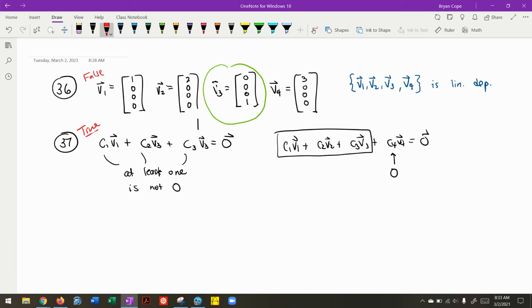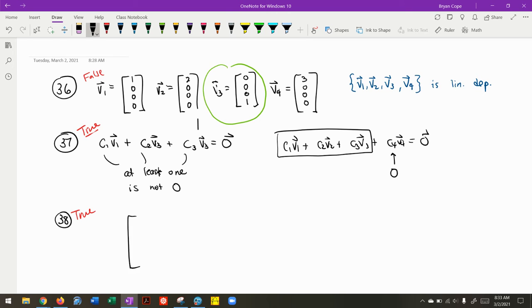For number 38, it says, if V1 to V4 are linearly independent vectors in R4, then V1 to V3 is also linearly independent. Think about x1 V1 plus x2 V2 plus x3 V3 plus 0 V4 equals 0. Right, so let's see, if you have a set of linearly independent vectors, that means that the only solution, so this is a true statement. If these 4 vectors are linearly independent, let's do it with a matrix actually.